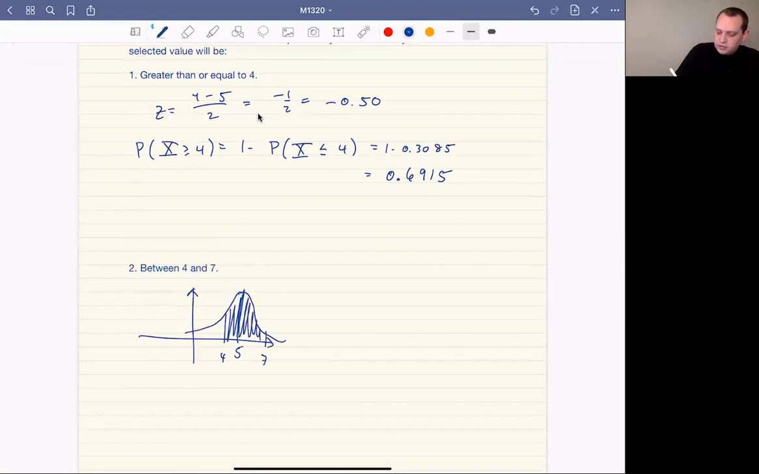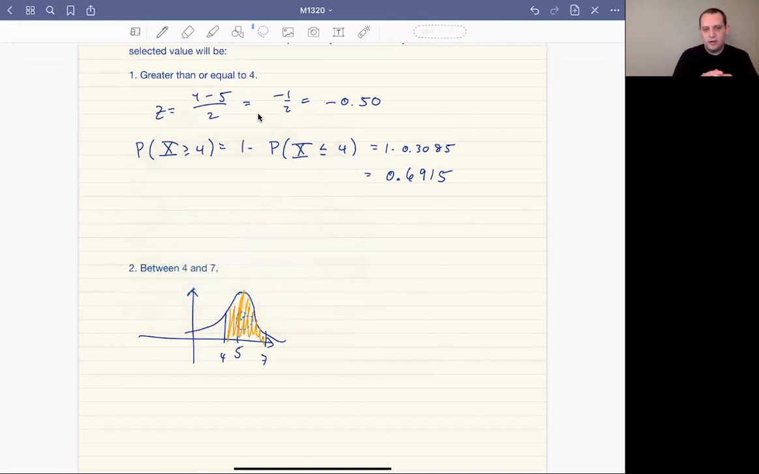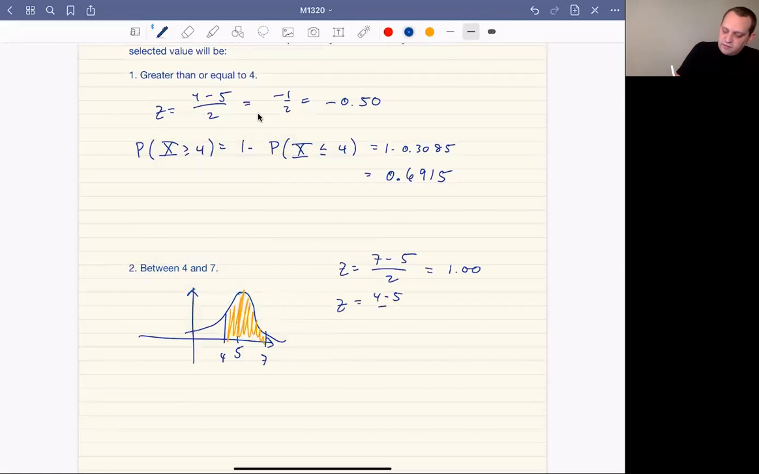And so what we're going to do is take the area up to 7 and then subtract from it the area up to 4. So we need to figure out the corresponding standardized variables. z is going to be 7 minus 5 over 2, because we have a mean of 5 and a standard deviation of 2, and that happens to be 1.0. And then we already know the other z value is 4 minus 5 over 2, which is negative 0.5.